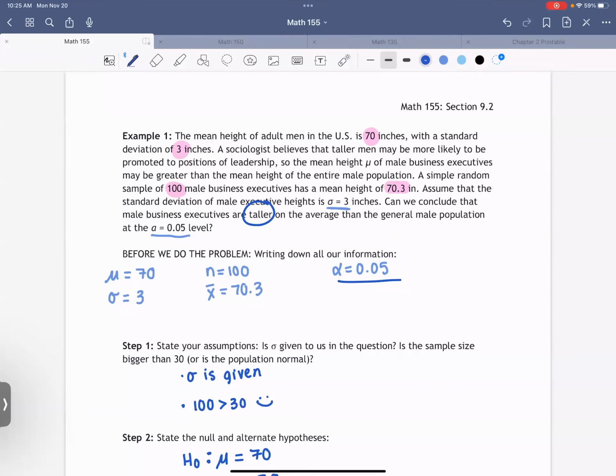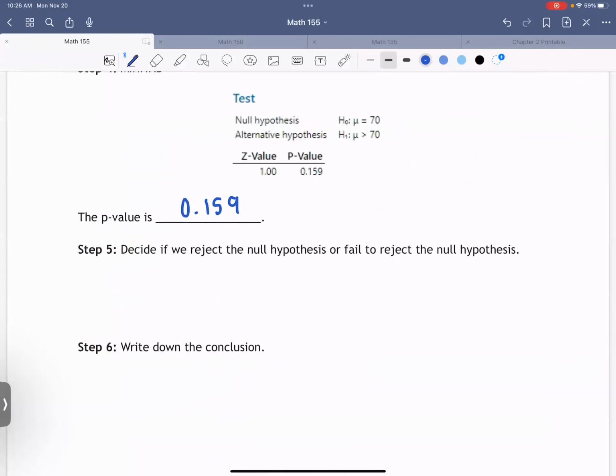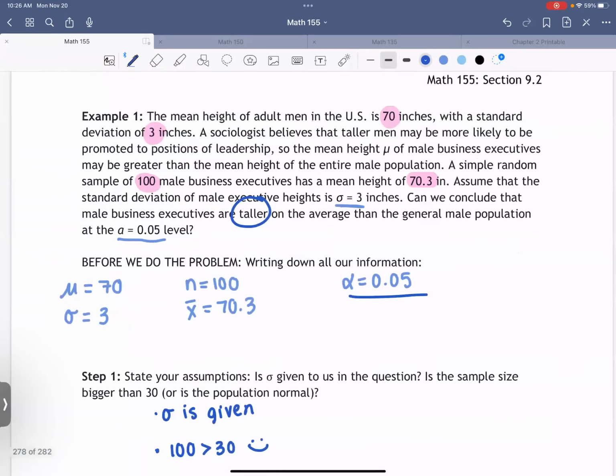All right. So this is what we get on Minitab. The p-value is 0.159 because it literally says p-value, right? Let's decide if we reject or fail to reject the null hypothesis. This is by writing p and alpha next to each other, right? I personally like doing this. If you don't want to do it, then that's fine. But 0.159 goes here. Alpha is, well, I wrote it down here, 0.05.